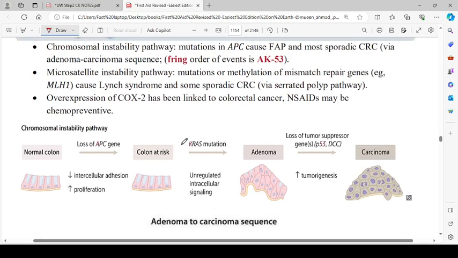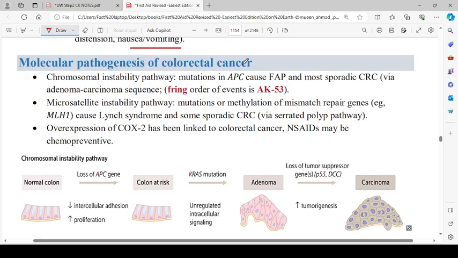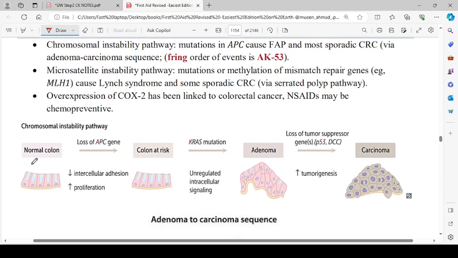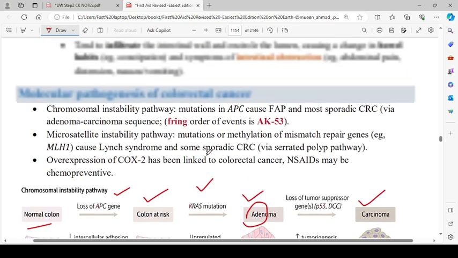What is the molecular pathogenesis of colorectal cancer? So this is the normal colon. If there is loss of the APC gene, there will be decreased intracellular adhesion and increased proliferation that will increase the risk of colon cancer. Now, in this risky epithelium, if there is a KRAS mutation, there will be unregulated intracellular signaling that will cause adenoma formation. And in this adenoma, if there is deletion or mutation in the P53 or DCC gene, that will cause tumorigenesis and carcinoma formation.